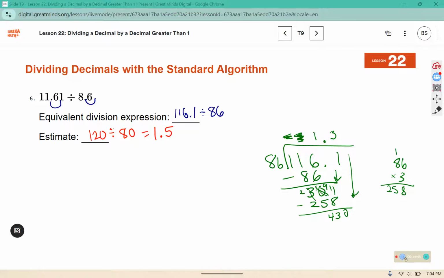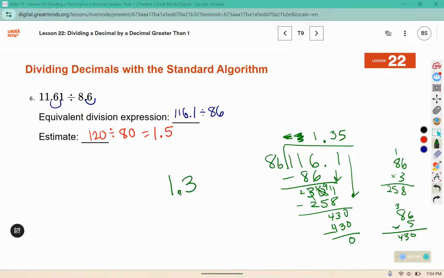Let's try multiplying by 5. 5 times 6 is 30. 5 times 8 is 40. Plus 3 more makes 43. So our final answer was 1.35.